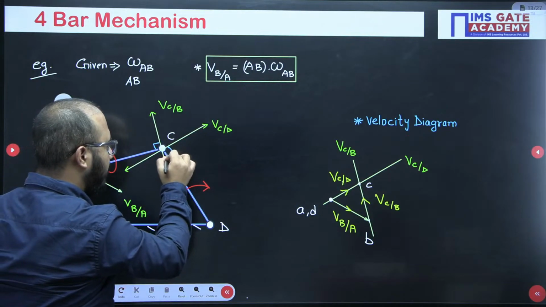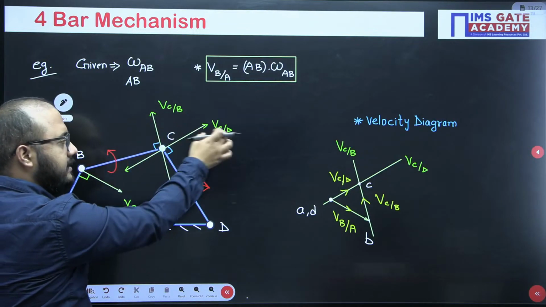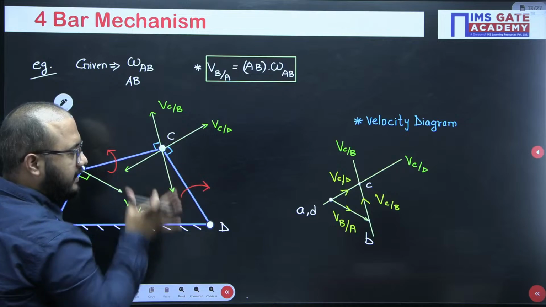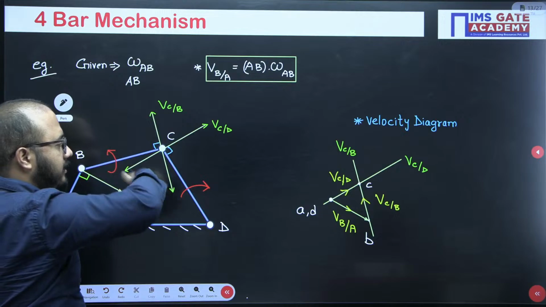It will be perpendicular to this link. C with respect to B will be perpendicular to BC. C with respect to D will be perpendicular to link CD. Like this, we know the information. Accordingly, I will draw the vectors here.